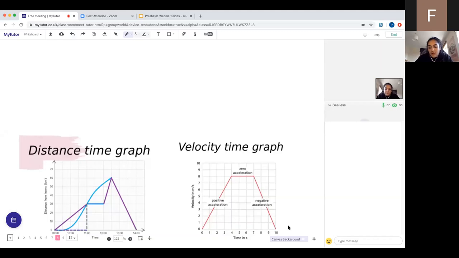If you've done that, what does a flat line represent? So what does a straight slanted line represent, and what does a flat line represent?